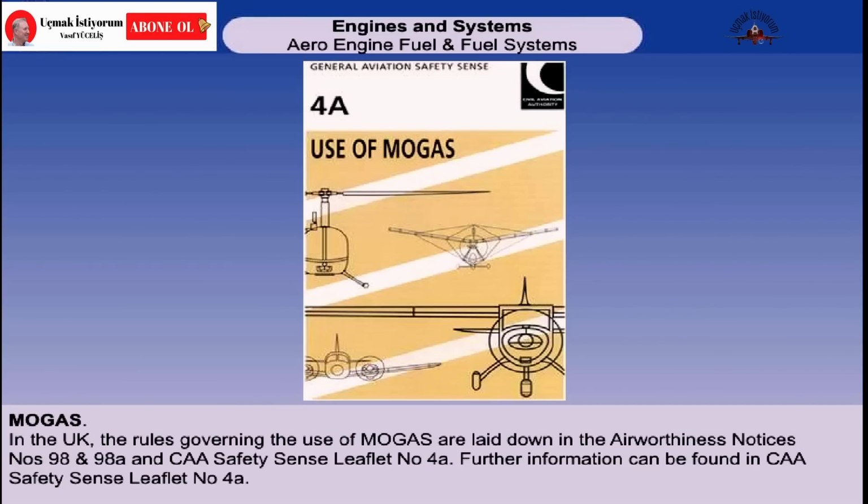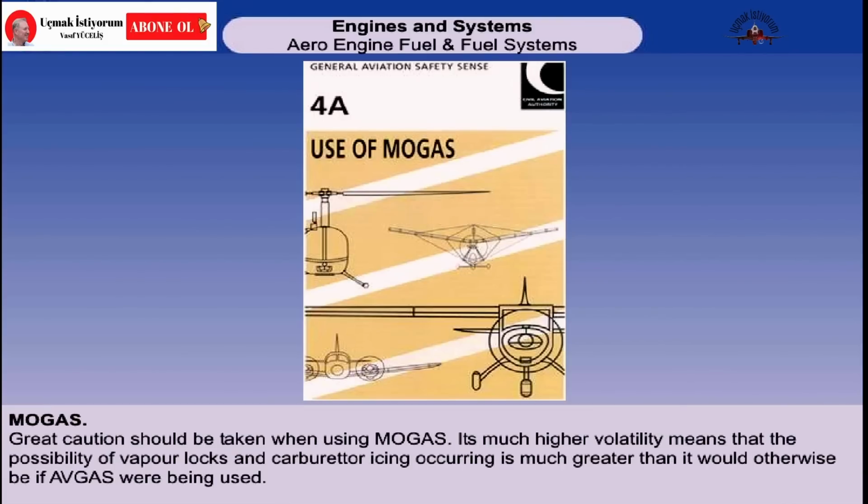Some aviation authorities do allow the use of automobile gasoline or MOGAS in some aircraft. However, within the United Kingdom, the rules governing the use of MOGAS are laid down in airworthiness notices numbers 98 and 98A. Further information on the use of MOGAS can be found in the CAA Safety Sense leaflet number 4A. Great caution should be taken when using MOGAS. It has a much higher volatility than Avgas, and consequently will evaporate much more quickly.